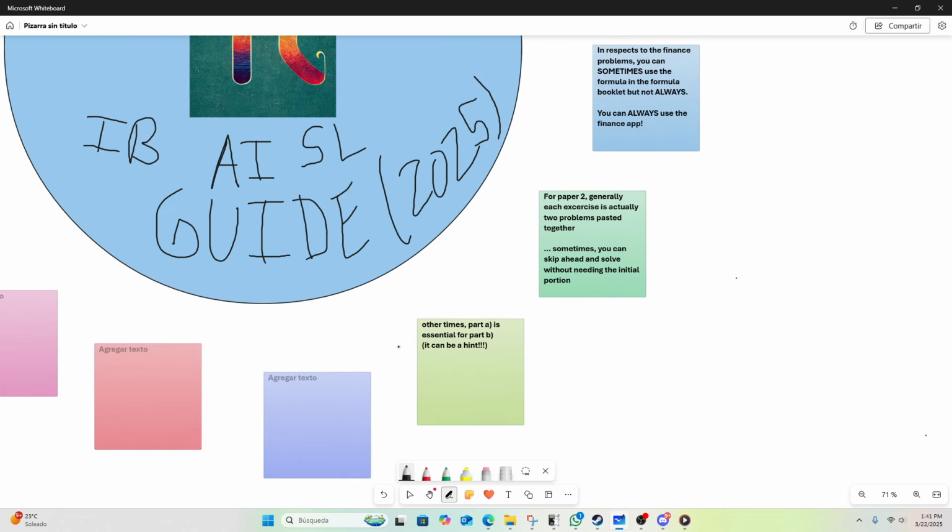Other times it can be a good hint on how to move forward, okay? So if you're stuck, look at part A, maybe it's very associated to it, and it can be a very good hint. The IB loves to do things in order, like whatever you did in part B, you needed something from part A. The IB really likes to do that, okay? And so it can be a very big hint on how to move forward, especially for paper 2. That's not always gonna happen, so you can't skip ahead, see? So this is more of a paper 2 tip.